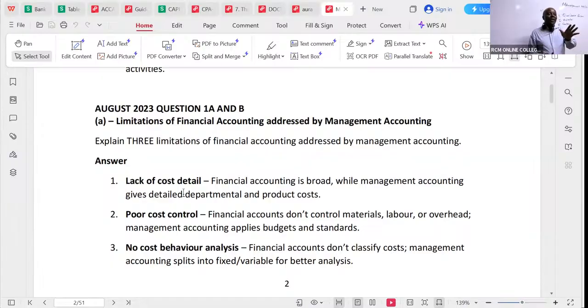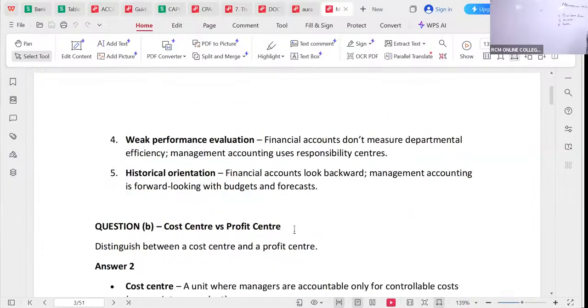You see, financial accounting doesn't do that. Management accounting does that, isn't it? Management accounting is able to do cost behavioral analysis. Financial accounts doesn't classify costs. Management accounting splits them into fixed and variable for better analysis. Weak performance evaluation.